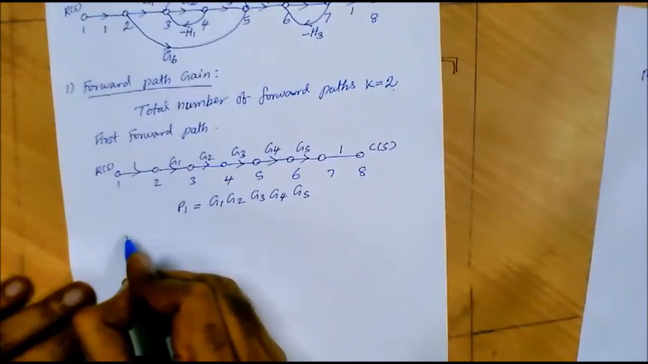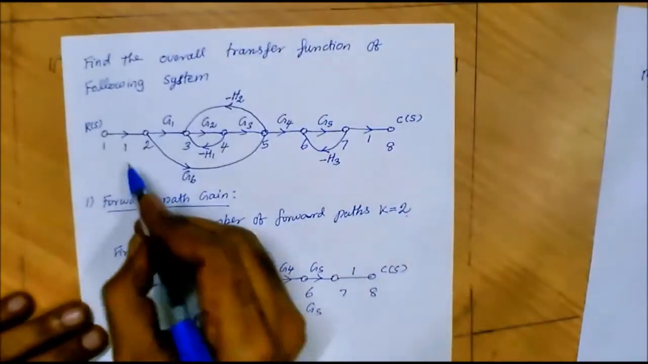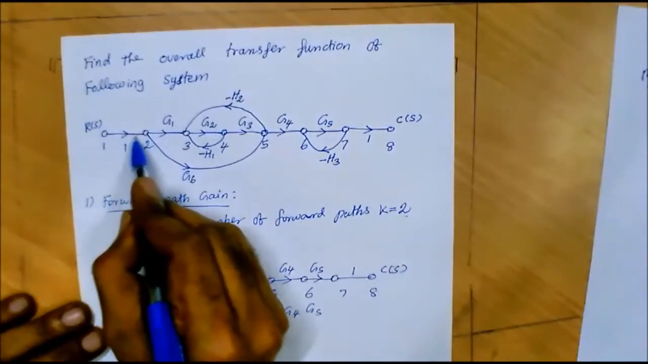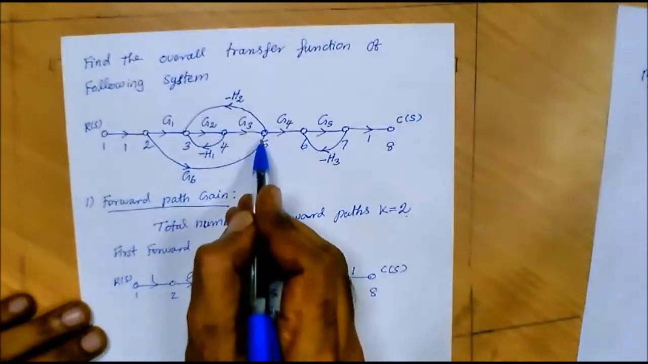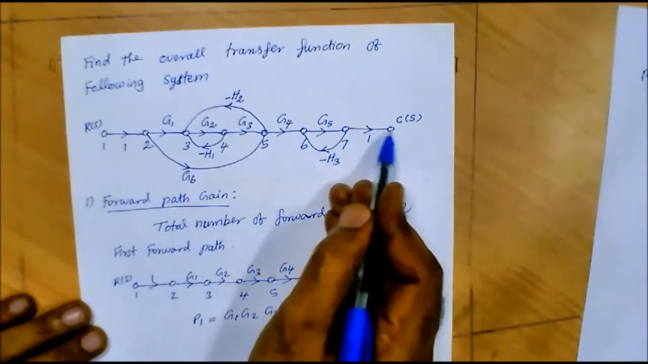Now let us consider the second forward path. The second forward path starts from input node 1, then 2, then directly to 5, then 6, then 7, then 8.